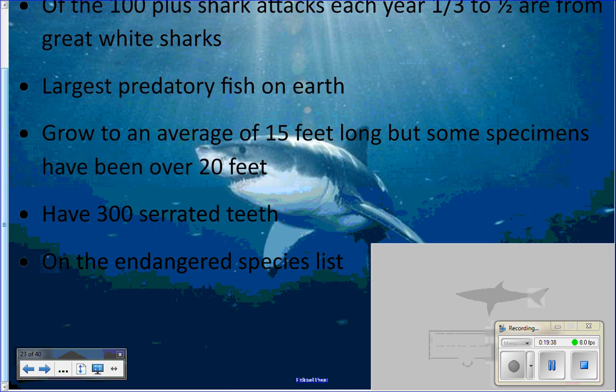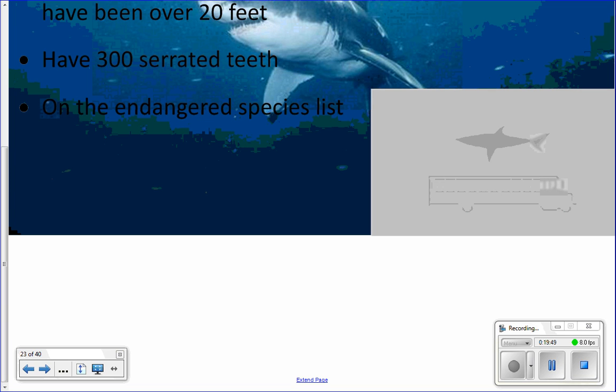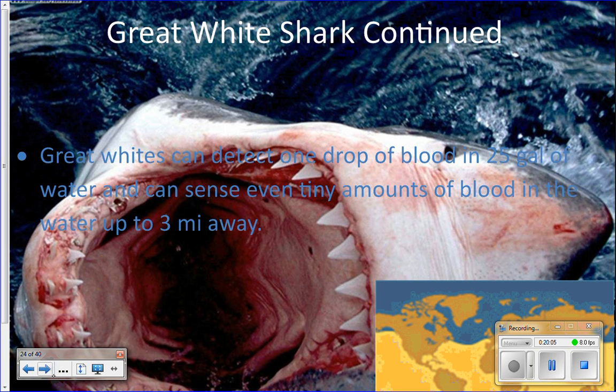They do have about 300 teeth in their mouth at any given time. And they are on the endangered species list, okay, because we kill so many of them a year. You can see the picture right here. You can see the comparison of a great white shark to a bus. So it's about half the size of a bus. So they're big. And I'll admit, they're scary. Nobody wants to see a great white shark when you're in the water. They're scary. Okay. I would be scared.